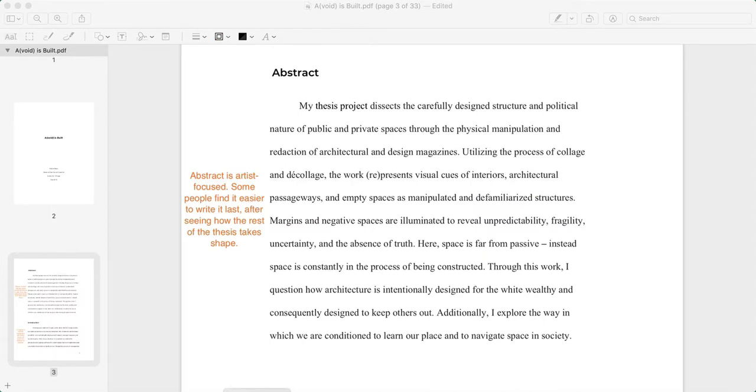Starting with the abstract, remember that the abstract is very artist-focused. This is about you. Some people find it easier to write this part last after seeing how the rest of the thesis takes shape, or you might start with your artist statement and think about ways to expand it.